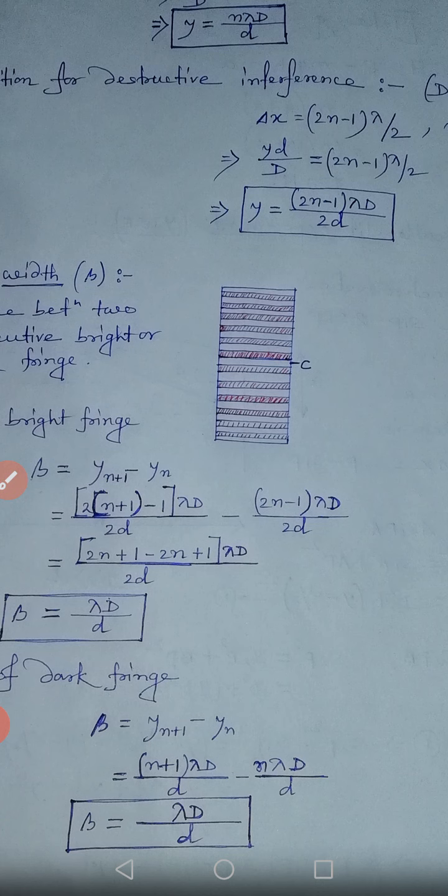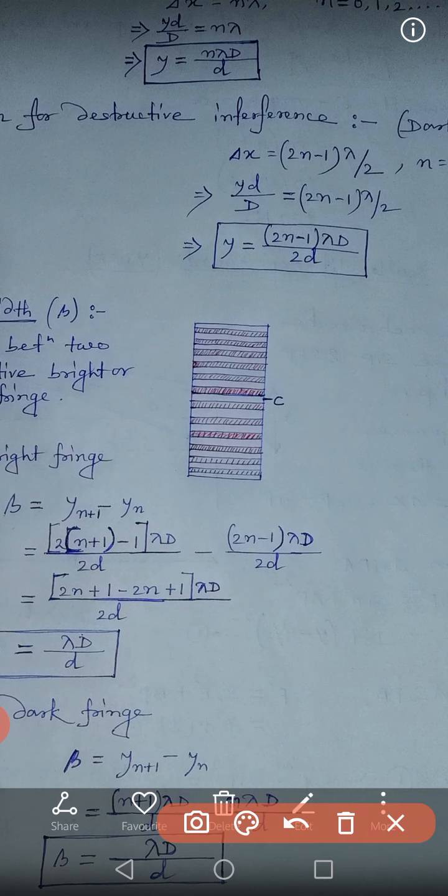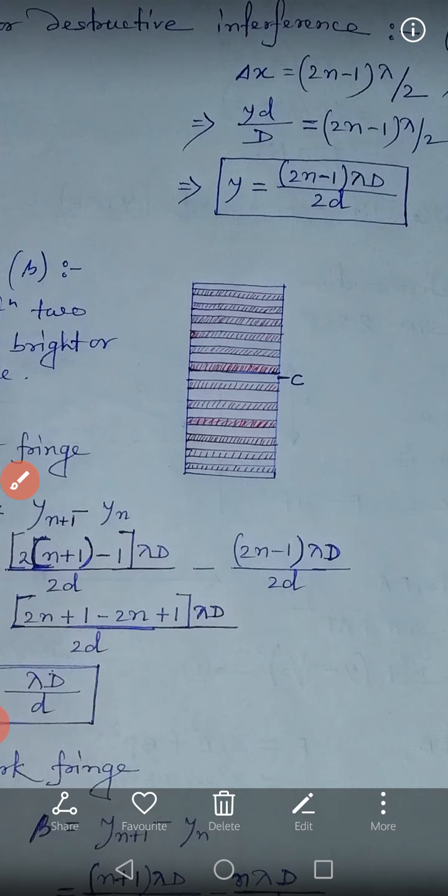Suppose we are calculating the width of any bright fringe. Suppose this bright fringe. Suppose we want to find out the fringe width of this bright fringe, this one. What shall we do then? Can we do one thing?